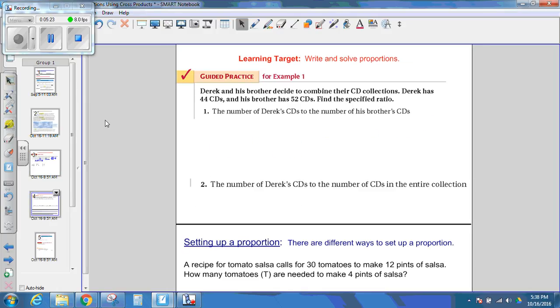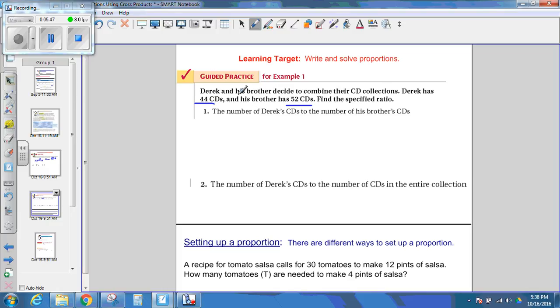Okay, in our next example, Derek and his brother decide to combine their CD collections. Derek has 44 CDs, his brother has 52. Find the specified ratio. The ratio that we're looking for, number 1, is the number of Derek's CDs to the number of his brother's CDs.